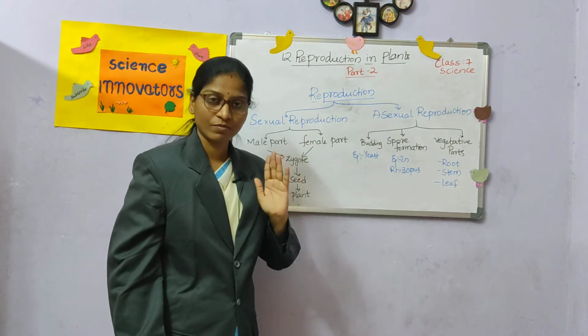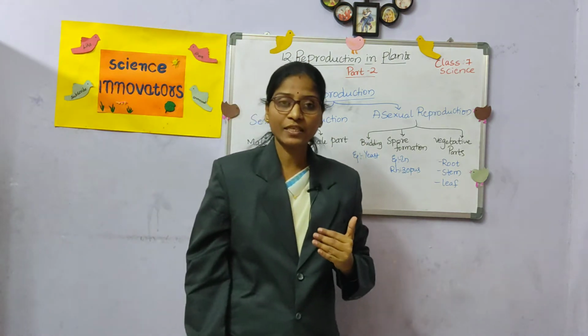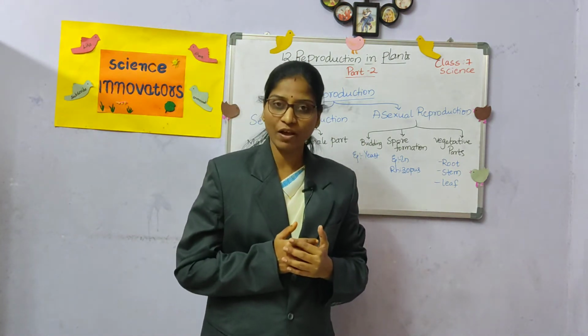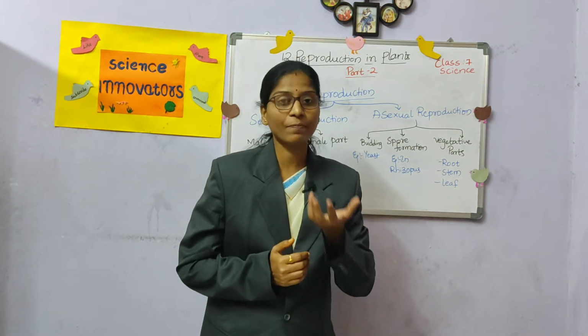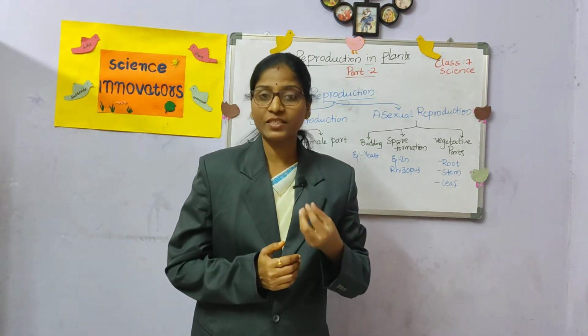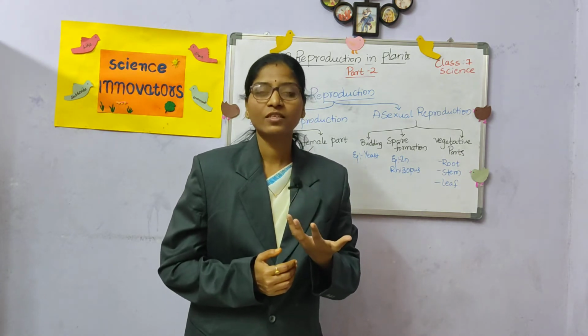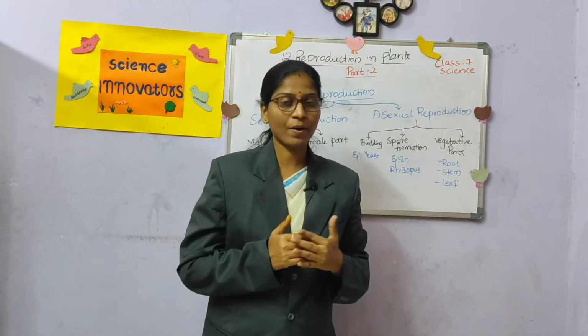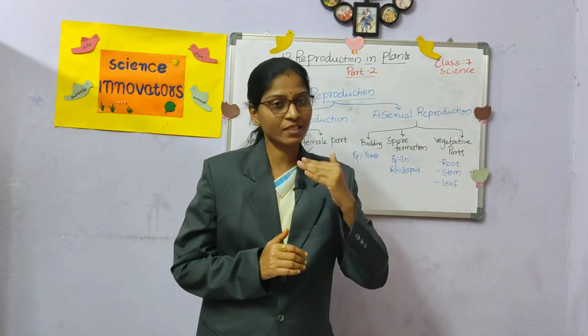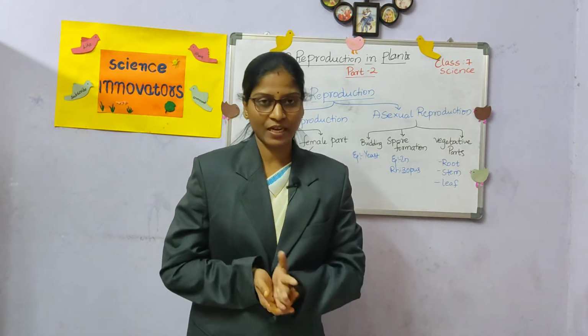In our part 1 we have seen different parts in a flower, as the flower is the reproductive part of a plant. It is a very attractive part in a plant. So we have seen different parts in a flower: calyx, corolla, androecium and gynoecium.